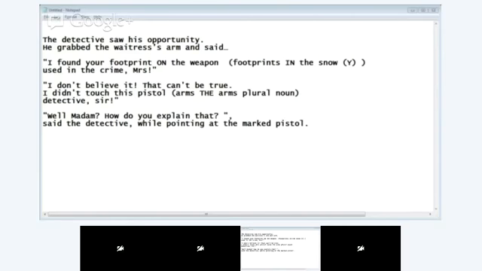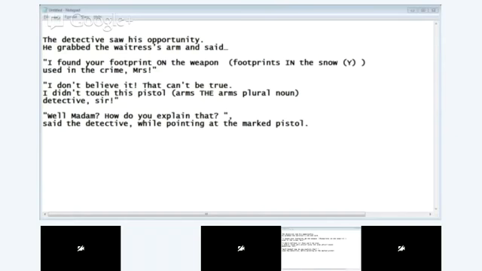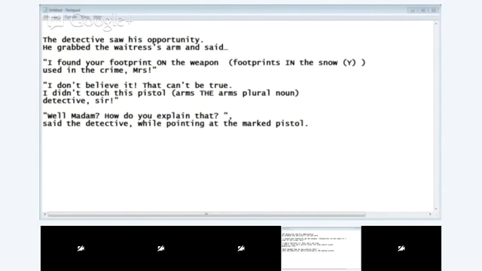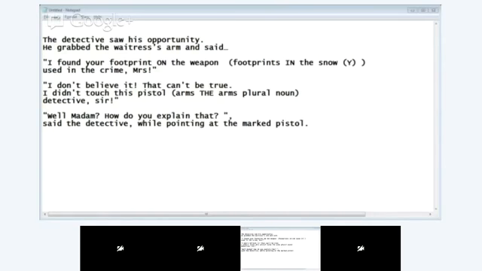Ibrahim, if you have time, could you just read it all through to see where we are now? Would you read it all? All the story? Yeah, read it all through while people are thinking about what to write next. Okay. The detective saw his opportunity. He grabbed the waitress's arm and said, the waitress's arm. Yeah. And said, I found your footprint on the weapon.